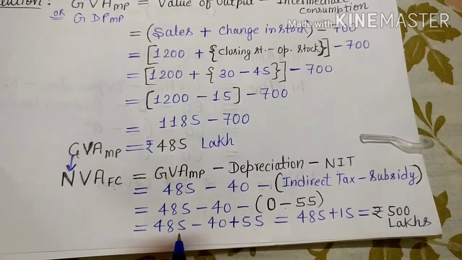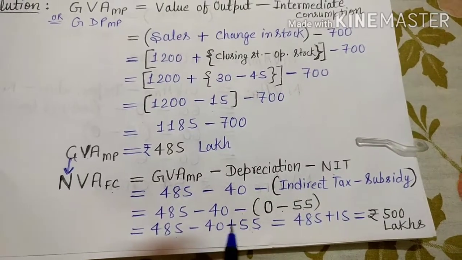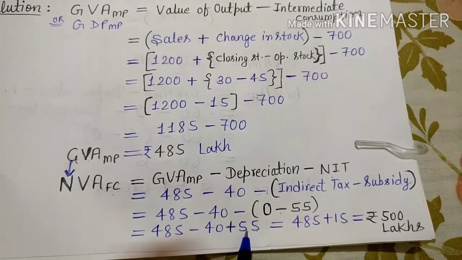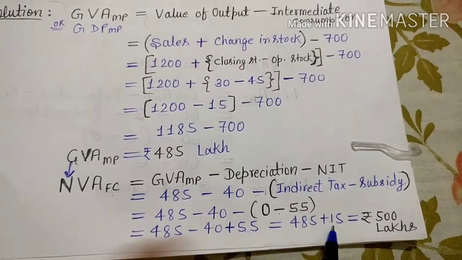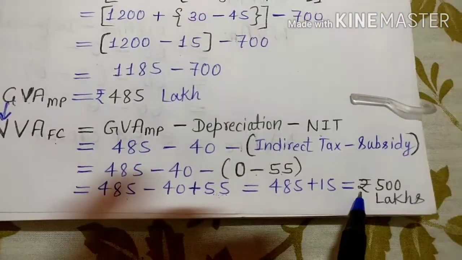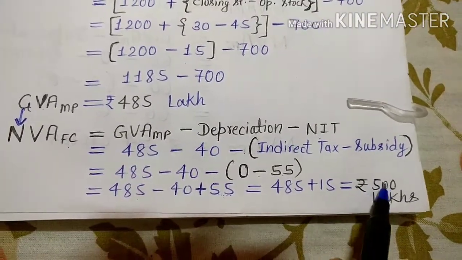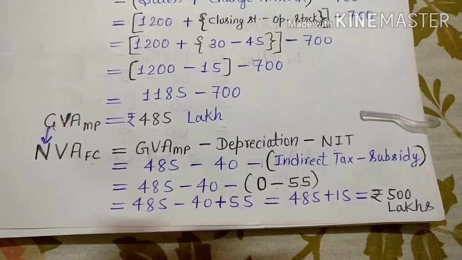So 485 minus 40 plus 55. When we do minus plus, it will be minus only, but the sign will be of the bigger digit, that is 55. So 55 minus 40 is 15, that is a plus sign. Now 485 plus 15, what will come? 500 lakh. What is coming as answer? 500 rupees, 500 lakh is our net value added at factor cost. So I hope it is clear to you.